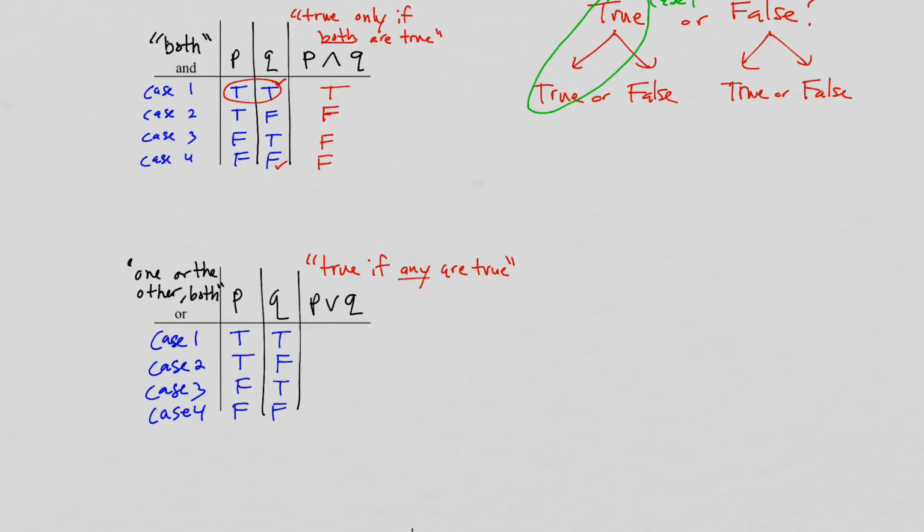Okay? So it's different from the AND symbol, which needs to have both true and that's it. So this one can have any true. As long as any one of those is true, it's going to be true. So the first case is true because it has two truths. The second case is true because the first one's true. The third case is true because the second statement is true. And the last case is false because neither one of those is true. So this will be the answer for both of those cases, P and Q, or P or Q.